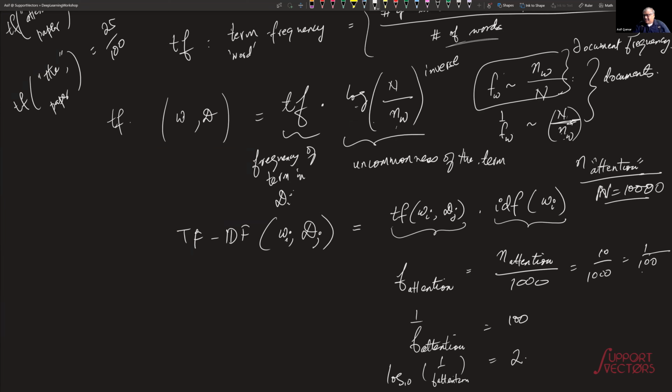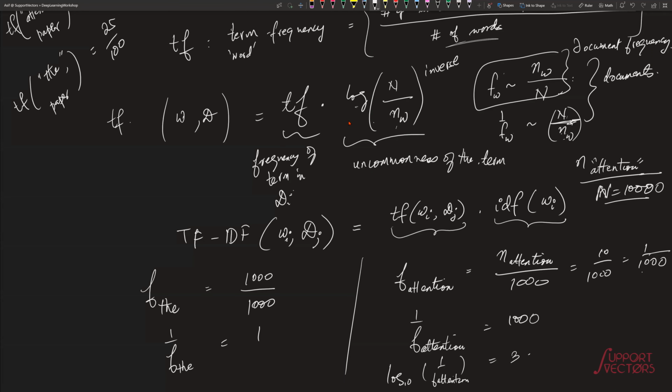On the other hand, actually, let's be more generous. Actually, the attention word is not there in 1% of the machine learning literature. It's more like 0.1% of the literature. So I would like to put it like this, 10,000. Now, look at this. How many documents would contain the word the? All, right? So 1,000 will contain the word the. That becomes 1 over f the, which would be equal to 1.